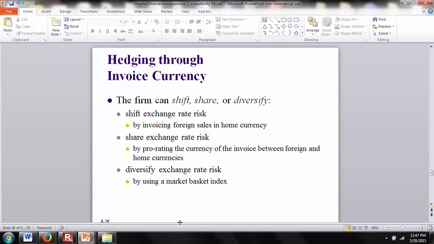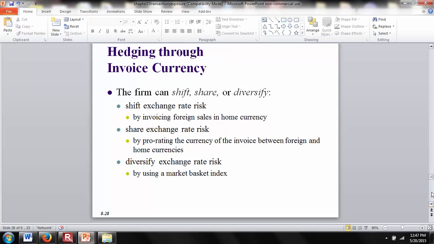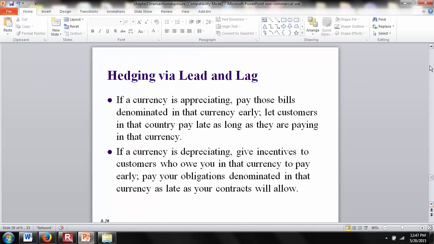So by invoicing foreign sales in US dollars or the home currency, or they can also say that they can share the exchange rate risk. And how do you share the exchange rate risk? By prorating the currency of the invoice between foreign and home currencies. So we can say 50-50. So 50% of the money is paid in US dollars and 50% is paid in euros. So that way they are basically sharing the risk. And the last one is by diversifying the exchange rate risk. So these are the choices.